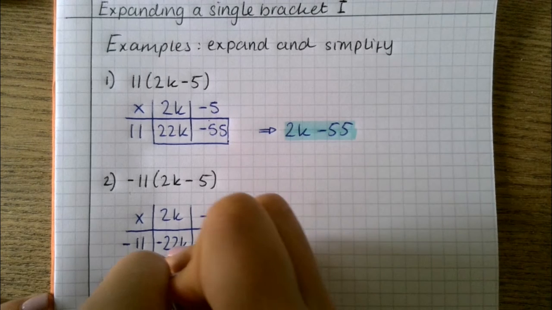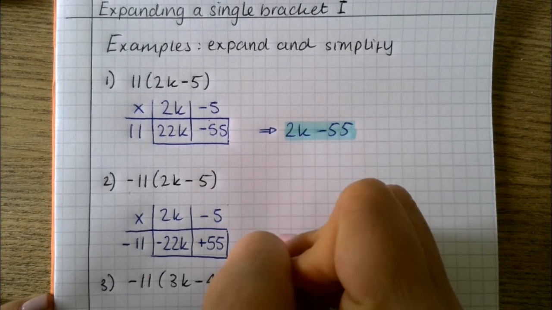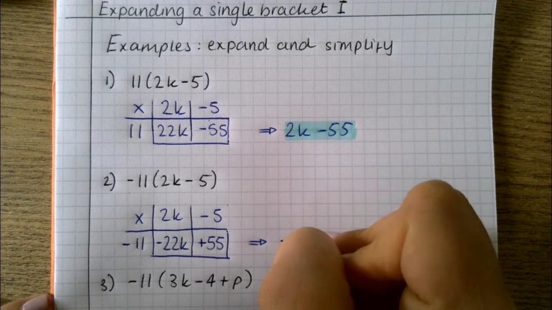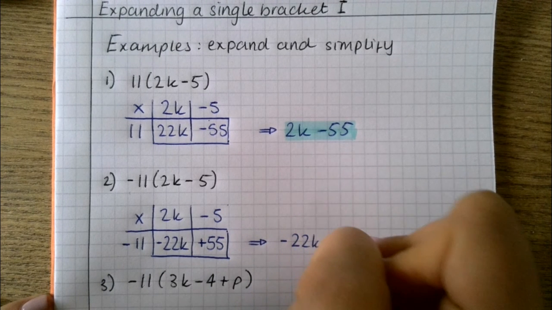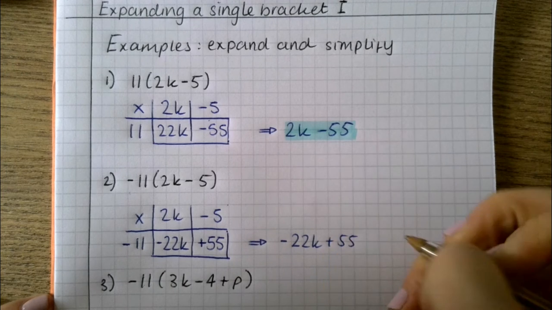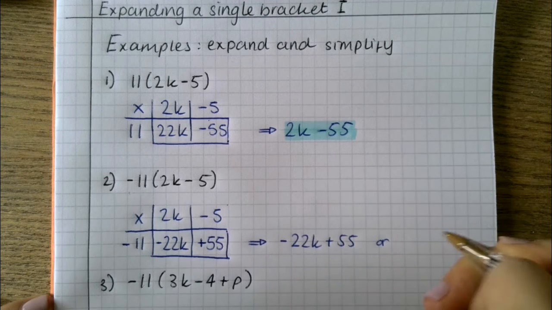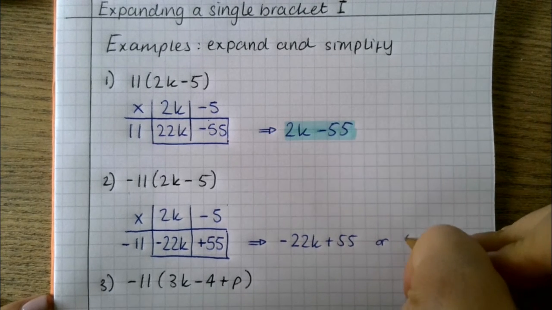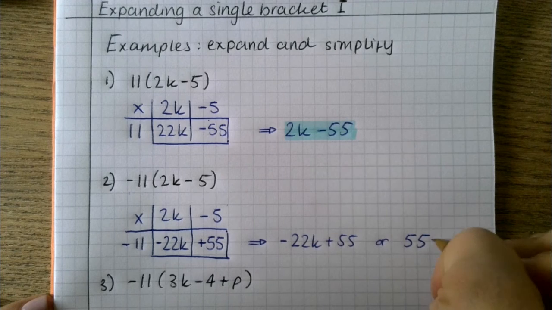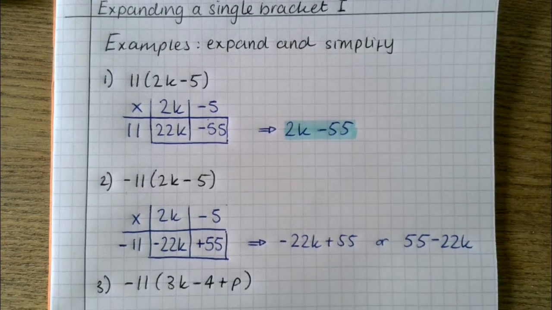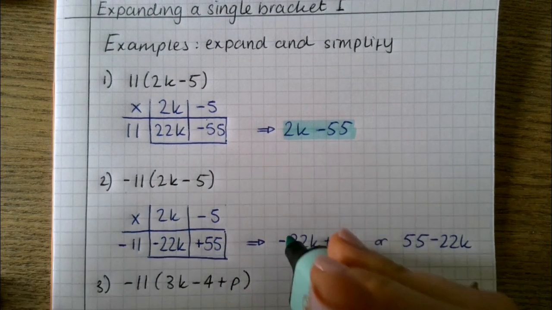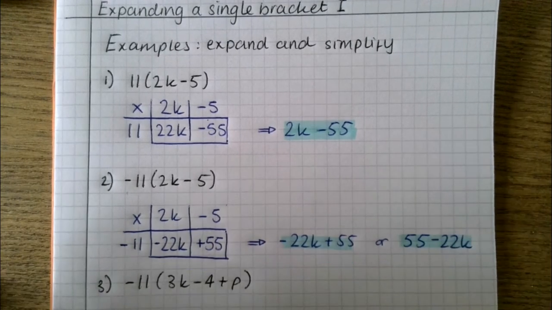So we're going to add up what's in the grid to get our final answer. And we can either write it like this, negative 22k plus 55, or it's, I guess, nicer to look at if we put the positive term first. So 55 subtract 22k, but both of these are acceptable answers.